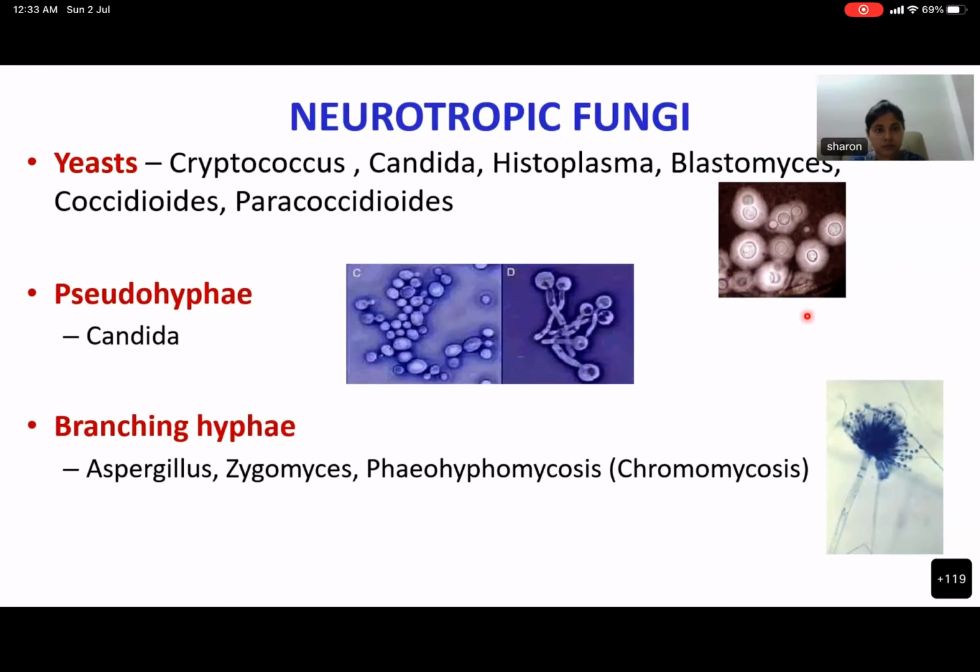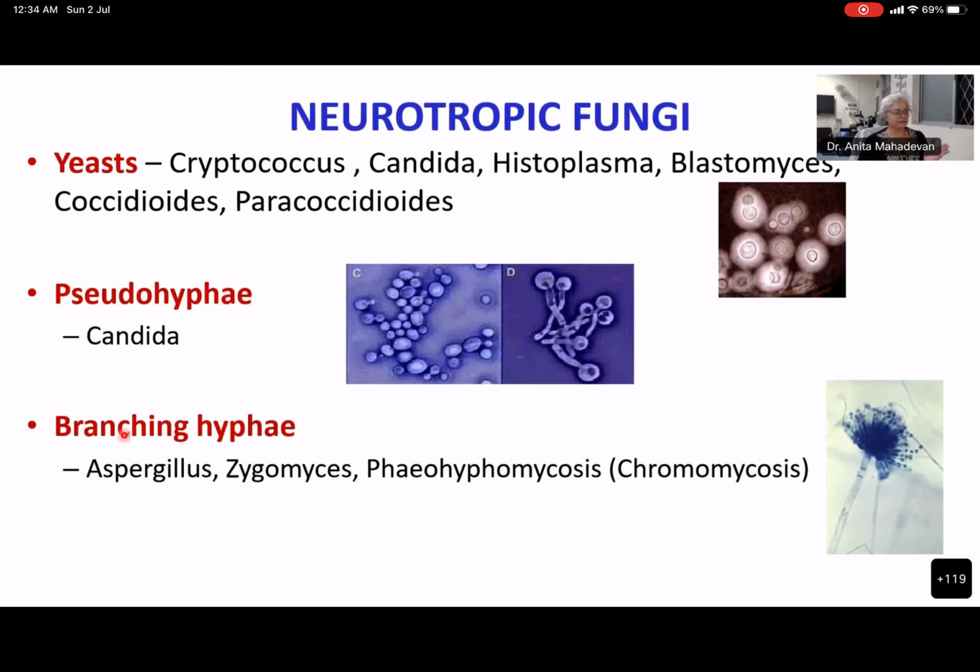If no, we'll very quickly go through the other neurotropic fungi. We have yeasts, we have pseudohyphae, and we have branching hyphae. They're only of three types. The yeasts, most commonly we see Cryptococcus and Candida. Just to complete the list, of course, I'm telling you Histoplasma, Blastomyces, Coccidioidomycosis, and Paracoccidioidomycosis. I have never seen any of these except one case of Histoplasma during the HIV epidemic. Again, not in the brain, but in the lymph node. Okay, so we've only seen Crypto and Candida.